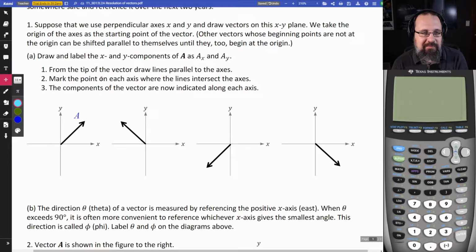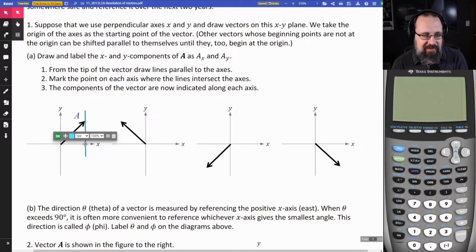So from the tip of the vector, draw lines parallel to the axes. I think the easiest thing to do is just draw a line that's already parallel to the axis like this, and then grab that line and drag it over. So click the select tool, and I'm just going to drag this over so that it's at the tip of vector A. Now we can mark the point on the axis where the lines intersect. So this point right here, and then we can delete our line like that.